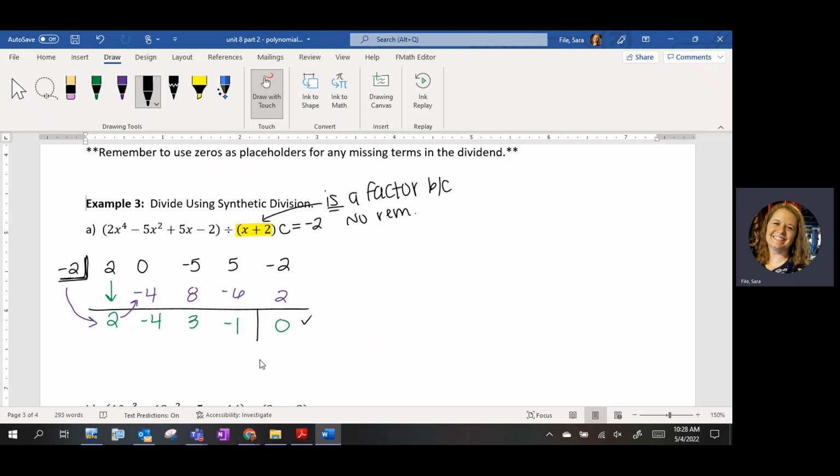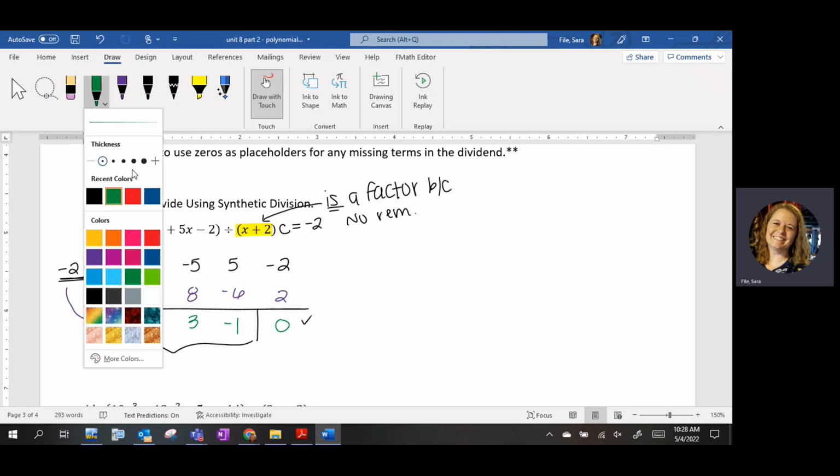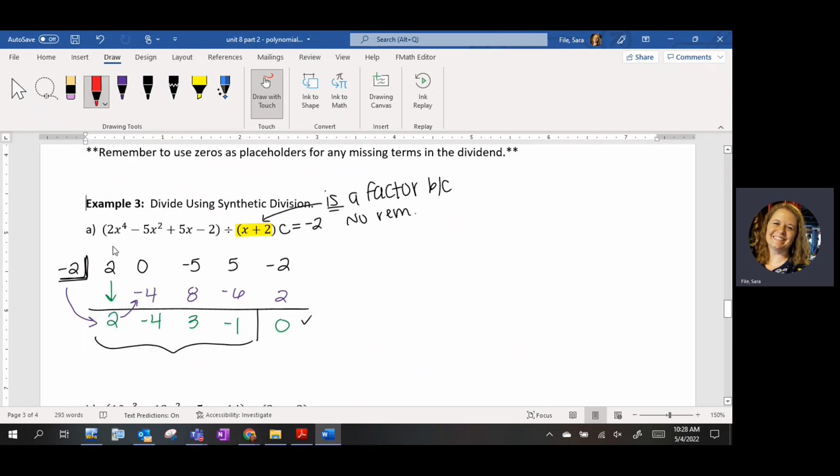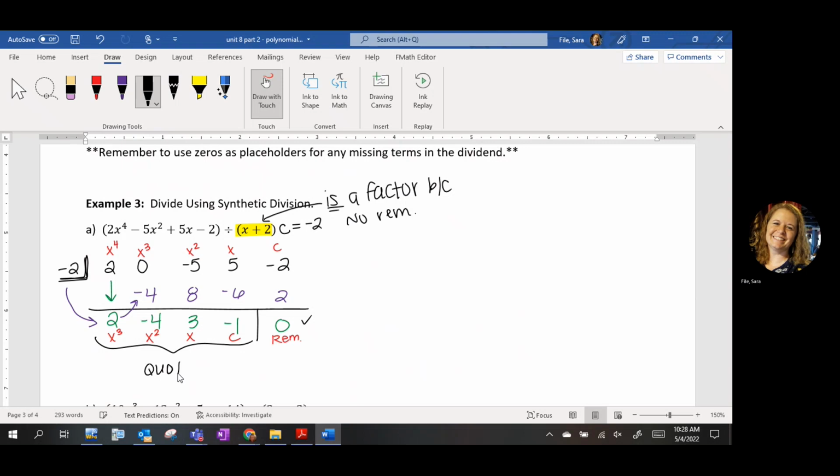Now, I need to still give my answer. Remember, this right here is my quotient's coefficients. Okay, so for the sake of the notes, I'm going to write this. You will not need to write this when you do this every time. But this was representing the x to the 4th, right? The x cubed, the x squared, the x, and the constant. Everything drops a degree. So now this is the x cubed, x squared, x, and constant, and this was the remainder. So when I write out my quotient, this would be 2x cubed minus 4x squared plus 3x minus 1.